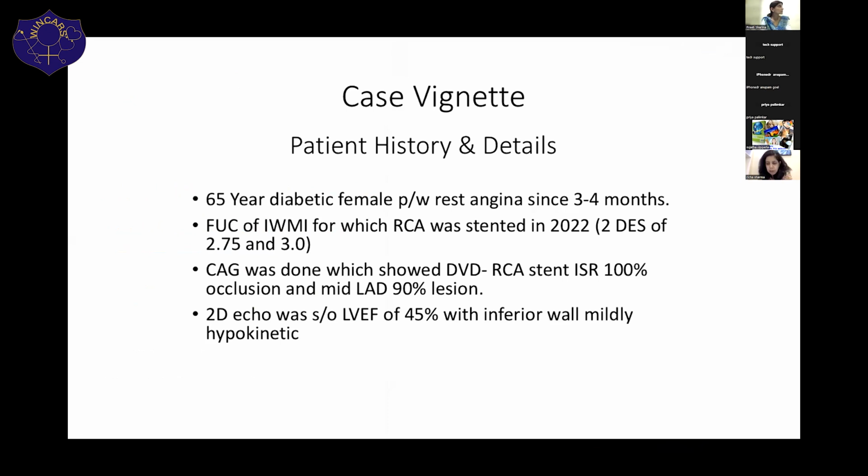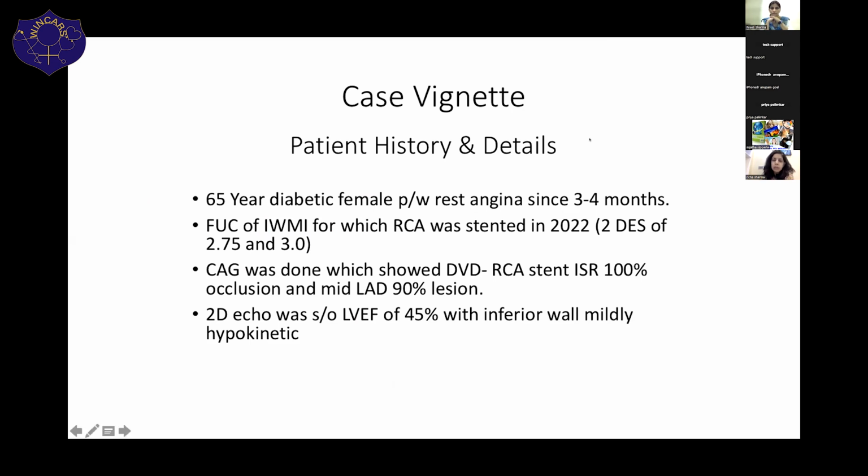She was taken up for angiogram and it showed double vessel disease. Her RCA stent was 100% occluded. Mid LAD was showing 90% disease. Her echo was suggestive of an EF of 45% with the inferior wall mildly hypokinetic. So now she was taken on.